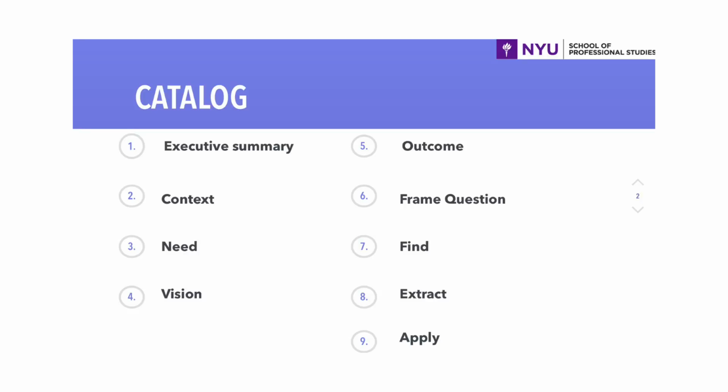Here is our catalog. Our catalog includes 9 parts. There are executive summary, contents, need, vision, outcome, frame question, find, and our analysis process, and how we can apply this result to NYUSPS admission office.